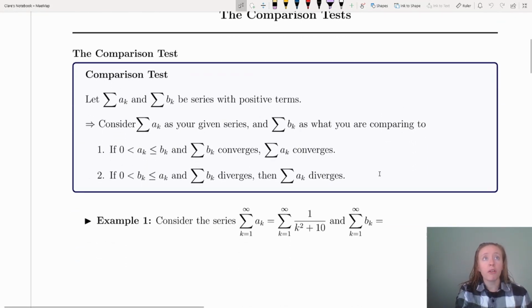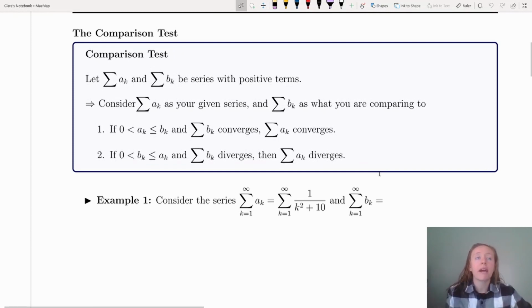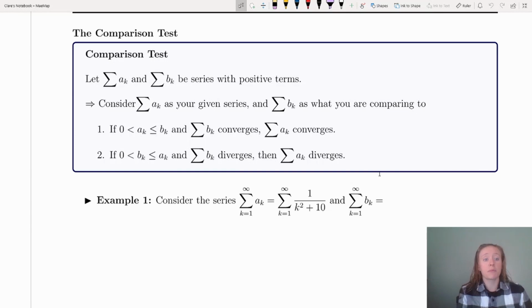Now, this should be a review, but let's go over it real quick. The comparison test says let the summation of a sub k and the summation of b sub k be series with positive terms. So your a sub k series, and your b sub k series is what you're comparing it to. Looking at this first part, if a sub k is less than or equal to b sub k, and we know that the series of b sub k converges, then a sub k also has to converge.